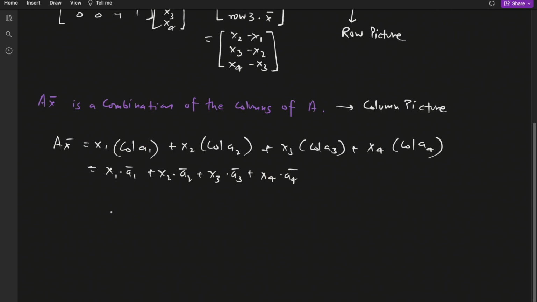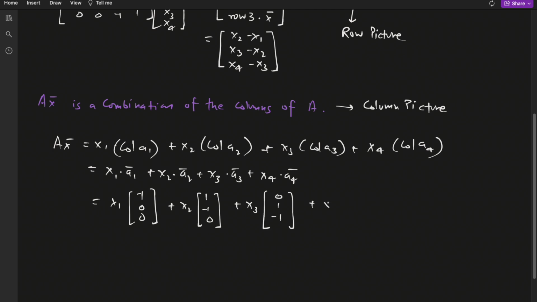All right. So if you expand this, it is nothing but x1. What is the first column vector? It is -1, 0, 0. Then x2, the second column vector, 1, -1, 0. Then x3, the third column vector, 0, 1, -1, and then x4, the fourth column vector, 0, 0, 1. And when you expand it, you will get the same result: x2 minus x1, x3 minus x2, and x4 minus x3.